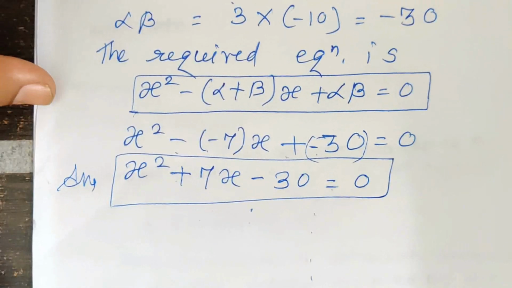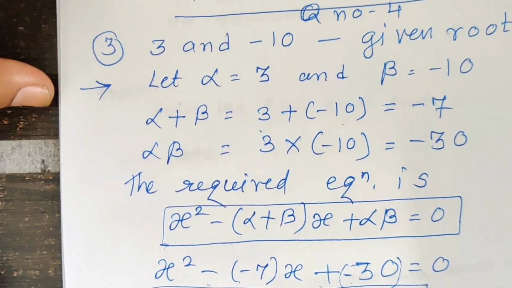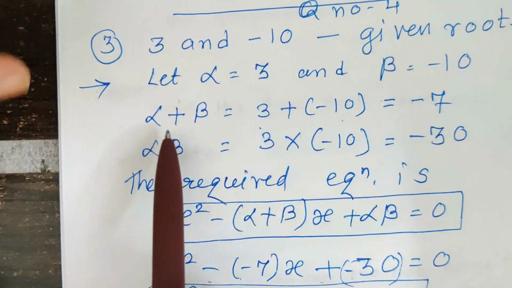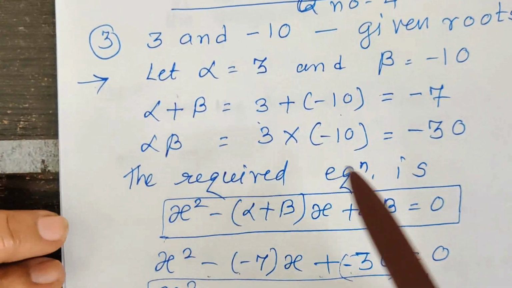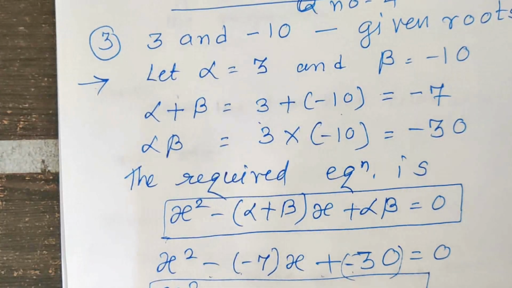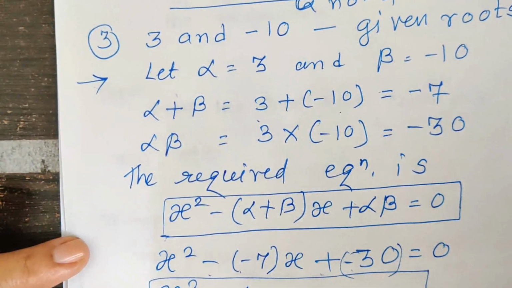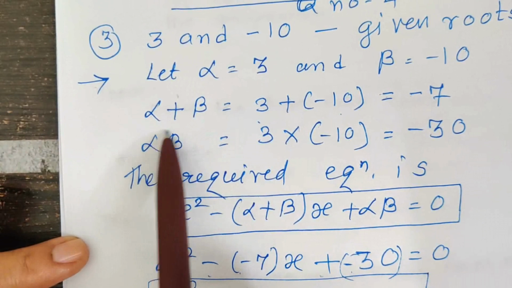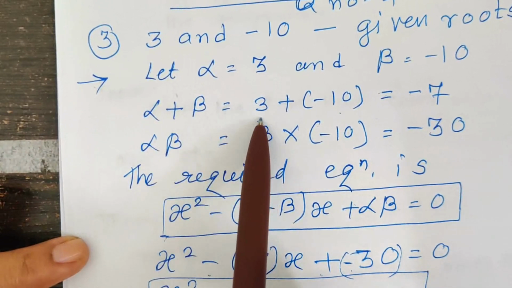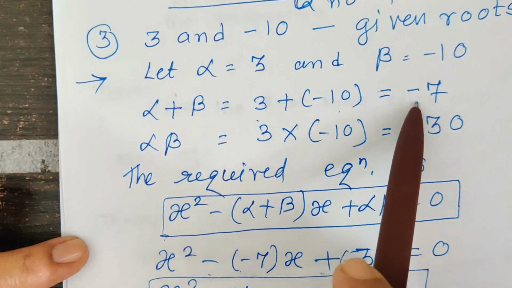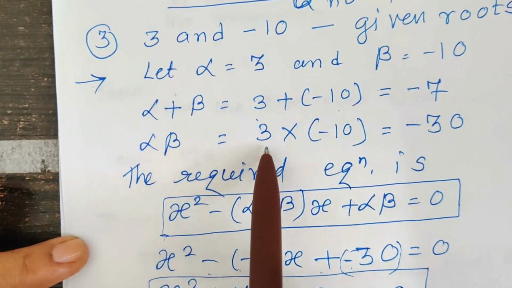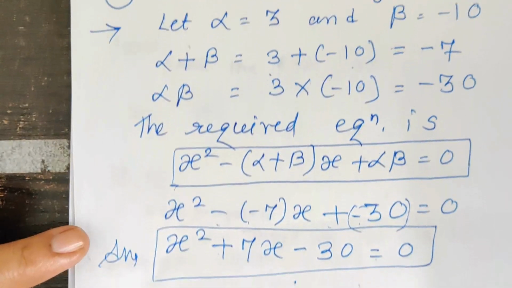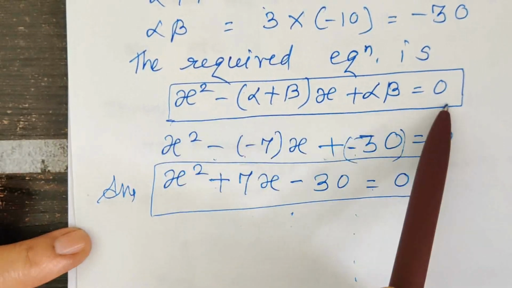It is very simple. Once again, you see what you have to do. The given example has 3 and minus 10 as the given roots. So we have to use the formula, put the values in the formula, and a ready-made quadratic equation will be in front of you. But which values will you put in the formula? So first you will find alpha plus beta. So 3 plus minus 10 is equal to minus 7. Alpha into beta, 3 multiplied by minus 10, is equal to minus 30.